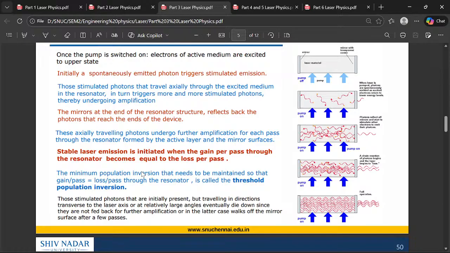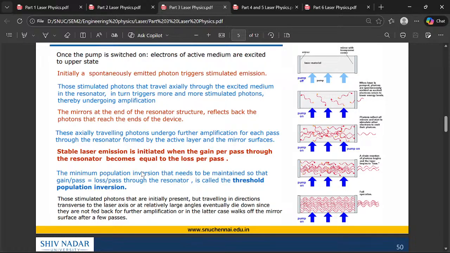These traveling photons undergo further amplification for each pass through the resonator formed by the active layer. As I said, with each pass it generates more and more stimulated photons. So stable laser emission is initiated, that is, stable laser action starts when the gain per pass through the resonator becomes equal to the loss per pass.